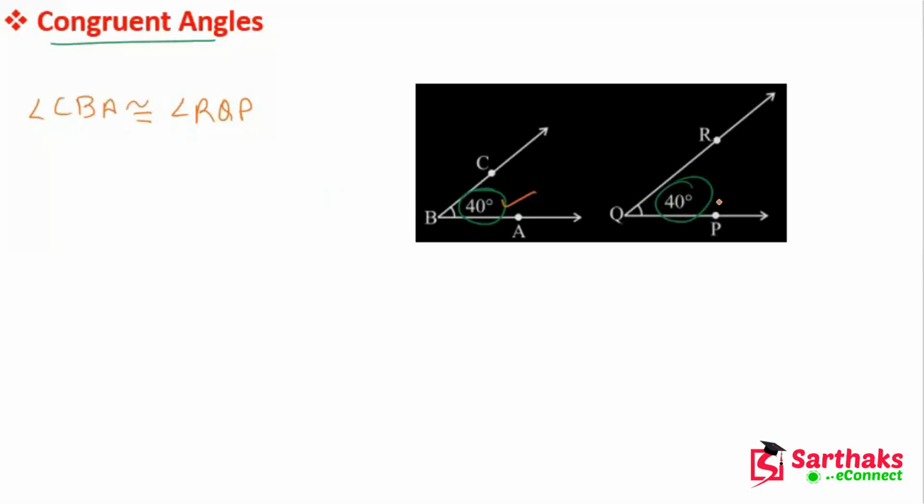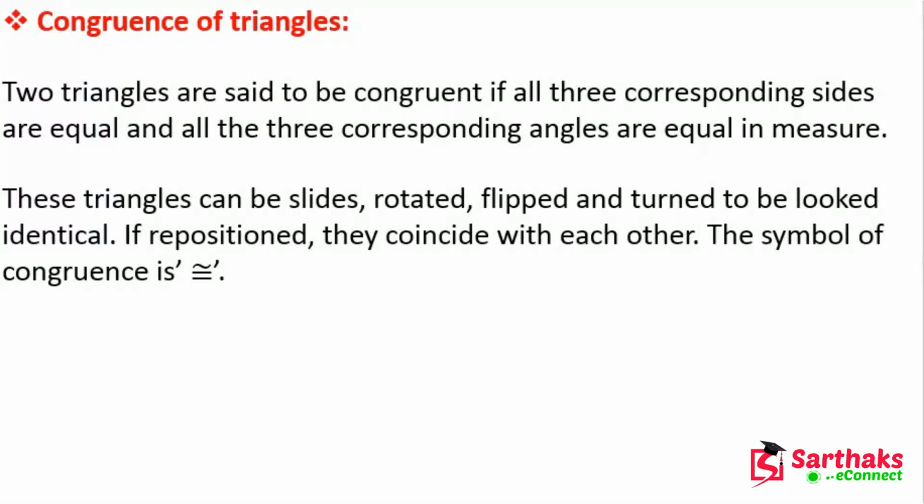It depends on the measures of the angles only, means it depends on the value of the angles only. Okay, so we can say angle PQR is congruent to angle ABC. I hope you get this point, my dear friends. So now let's move on. Now let's see congruence of triangles. Now let's come to the main topic, which is congruence of triangles.